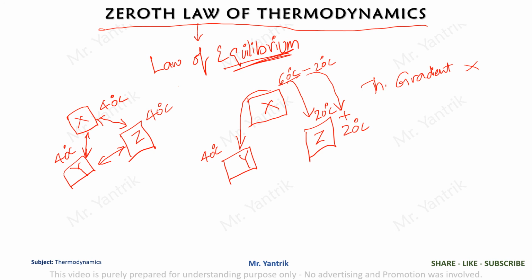So zeroth law states that if two systems are in thermal equilibrium with a third system, this one is the first system, this one is the second system, then all the three systems will be in thermal equilibrium with each other. So this is the zeroth law of thermodynamics.